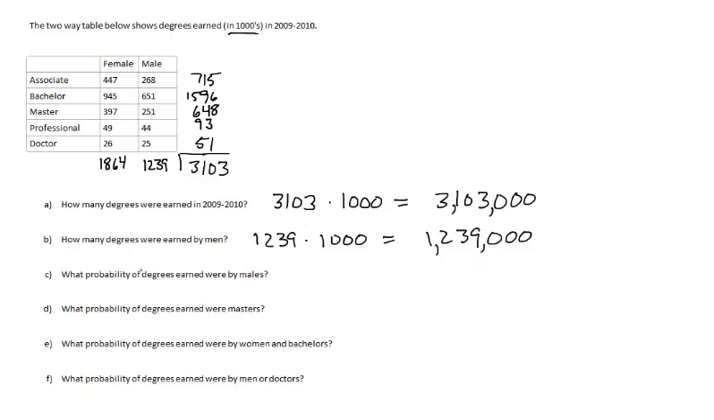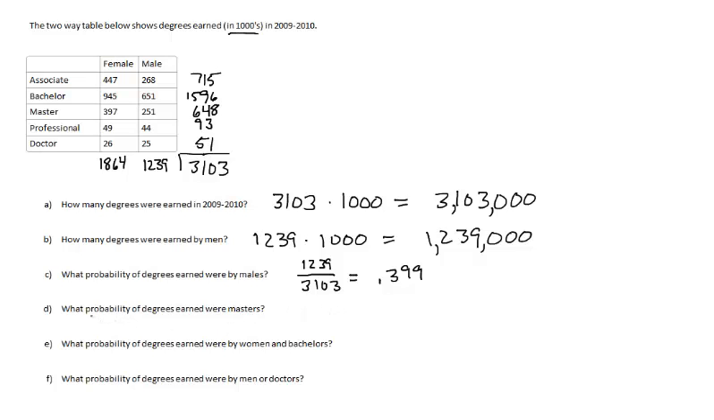Now it asks, what is the probability that degrees earned were by males? We take the total number of degrees earned by males in the numerator, 1,239, divided by the total number of degrees earned, which was 3103. When we divide these, we get 0.399. Remember, we were asked for a probability, so we leave it in decimal. If you were asked for a percentage, you would multiply by 100. So 0.399 is the same as 39.9%.